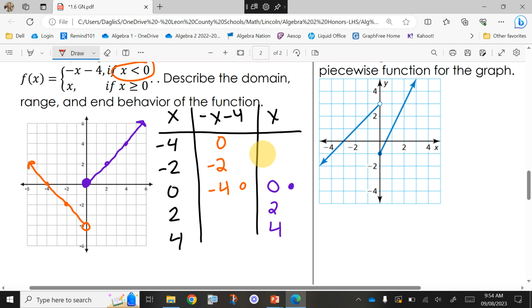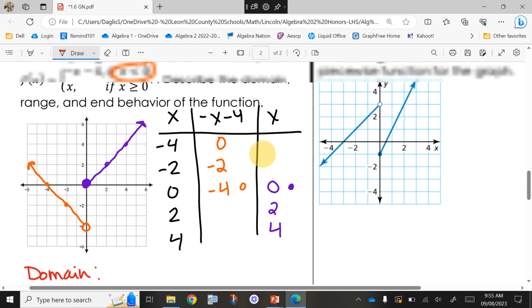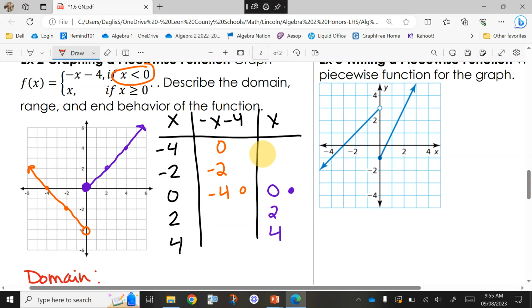Okay, describe the domain, the range, and the end behavior of our entire piecewise function. So remember, domain is referring to our x values, right? So what is the lowest x value on this graph? How far left do we go? All of them. Isn't it anything less than 0? And then my other side, doesn't it go all the way to the right? Yes. And do we have any gaps in the middle? Because that could happen with piecewises. No, because I have a closed point at 0, it includes everything.